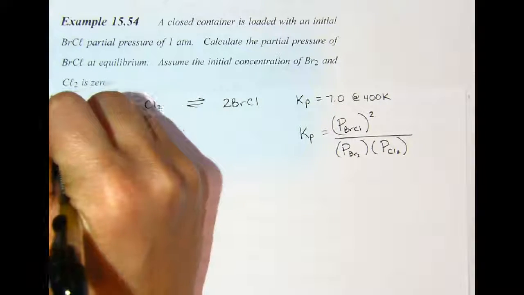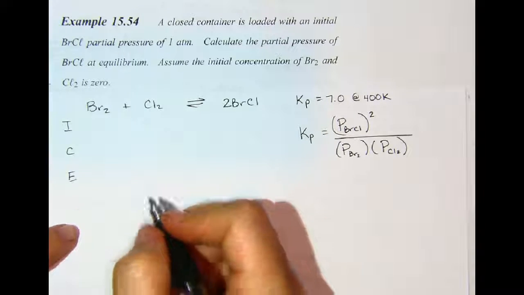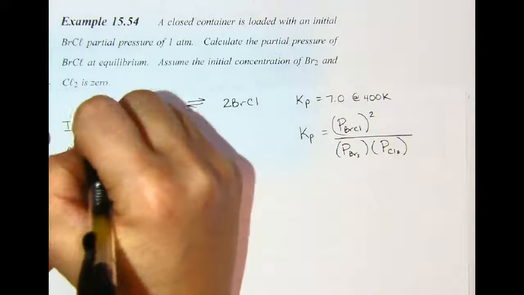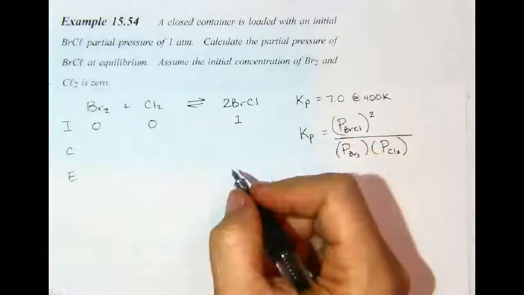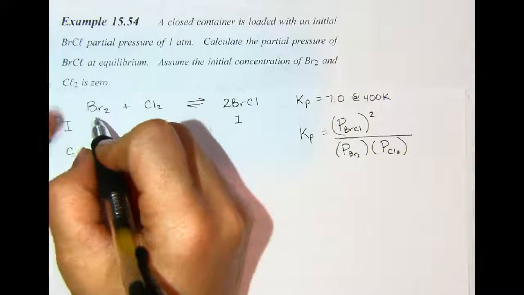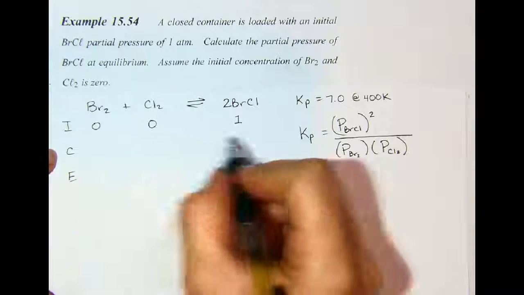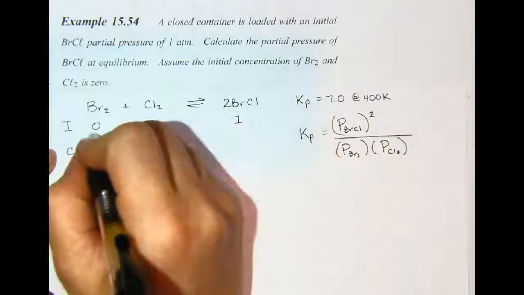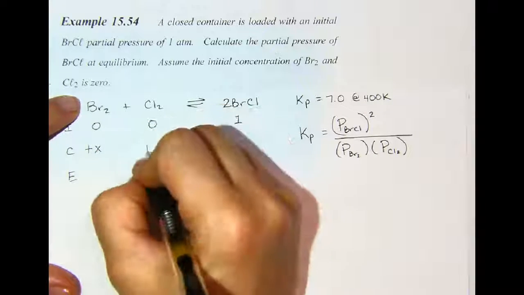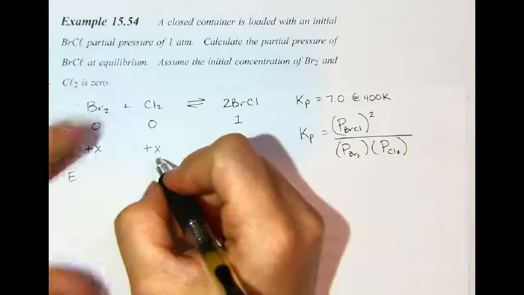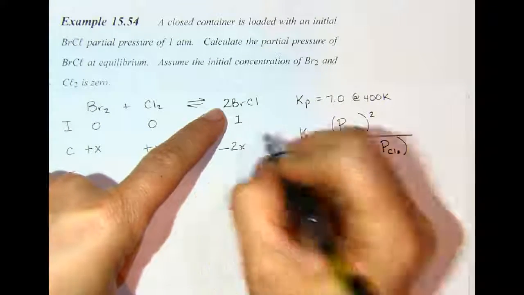So now we'll set up our ICE table. The initial concentrations of these are each 0 atmospheres, and this is 1 atmosphere. The change is going to be, see how these are 0? That means I must be forming these, and this must be disappearing. So I'm going to call this positive 1x, or just x. This is going to be positive 1x, or just x. And this is going to be negative 2x.